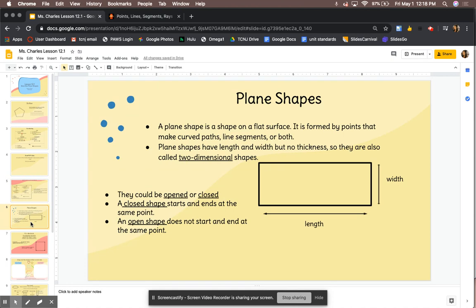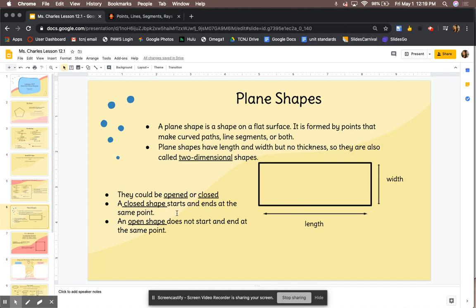Next, we're going to be getting into a little bit more detail of what plane shapes are. So a plane shape is a shape on a flat surface. It is formed by points that make curved paths, line segments, or both. Plane shapes have length and width but no thickness, so they are also called two-dimensional shapes. So as we see on here, it has a length and a width.